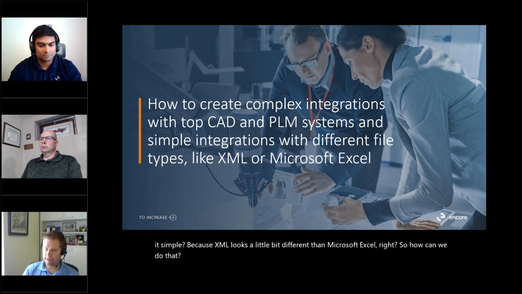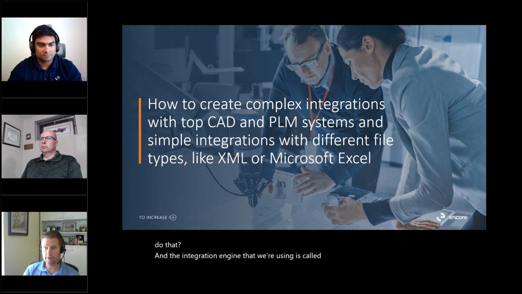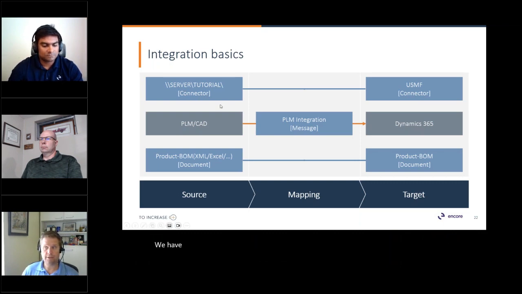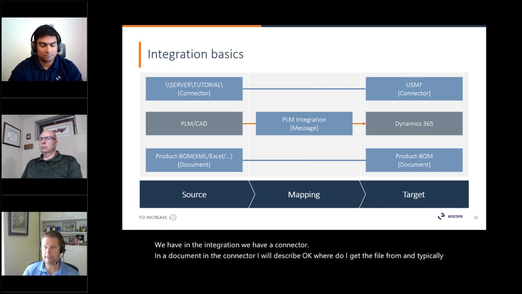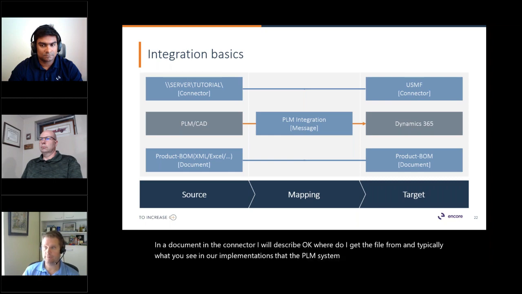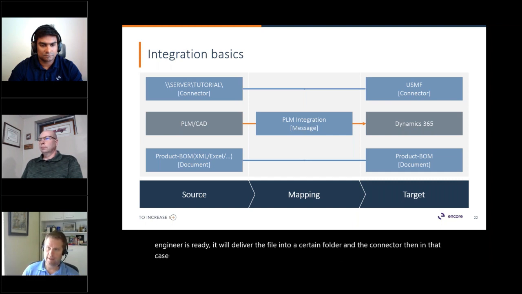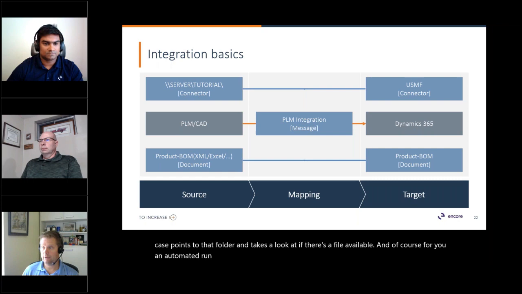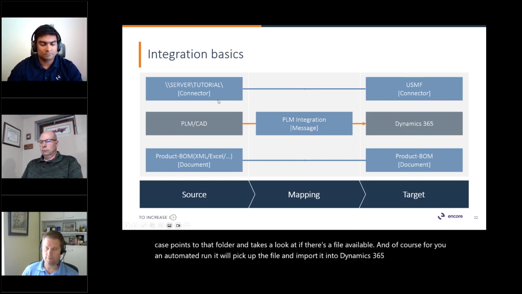The integration engine that we're using is called Connectivity Studio, and all integrations are based on a certain setup. And this is that setup. In the integration, we have a connector and a document. In the connector, I will describe where I get the file from. Typically what you see in our implementations is that the PLM system, after the workflow is done and the engineer is ready, will deliver the file into a certain folder. The connector then points to that folder and checks if there's a file available. And of course, if you have an automated run, it will pick up the file and import it into Dynamics 365. So that is something that you set up, where to look.